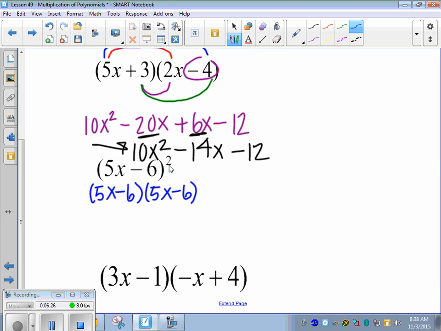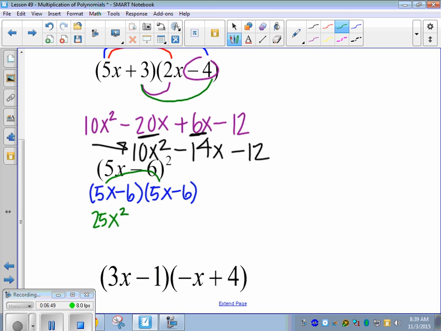Okay, so 5x minus 6 times 5x minus 6, we are going to FOIL. So I'm going to draw my little arrows. So the F in FOIL is first. So my first term times my first term is 5x times 5x. This is going to give me 25x squared. Got the F taken care of.